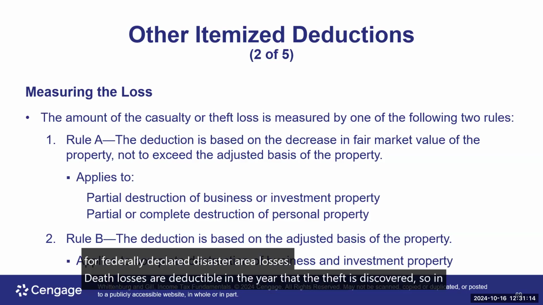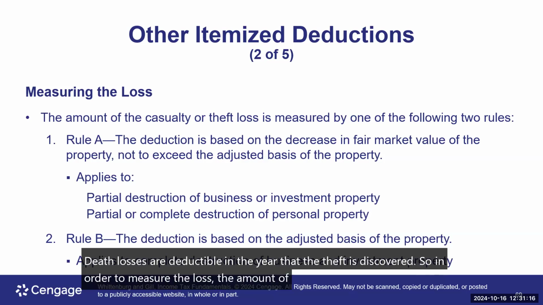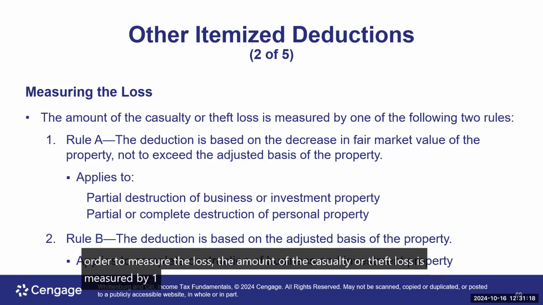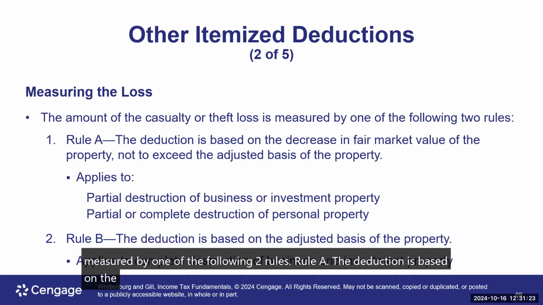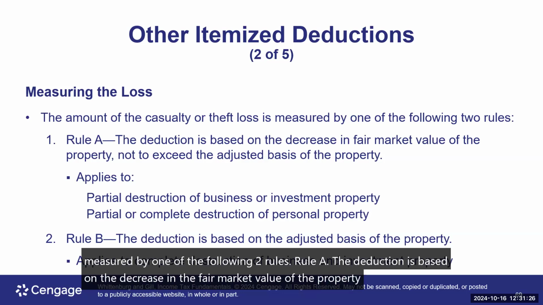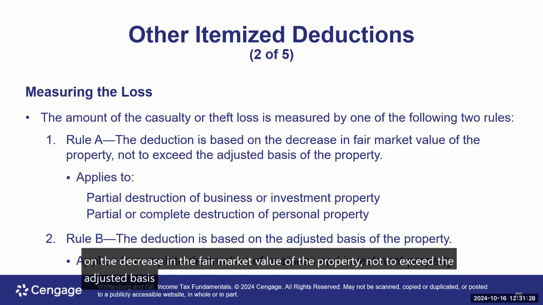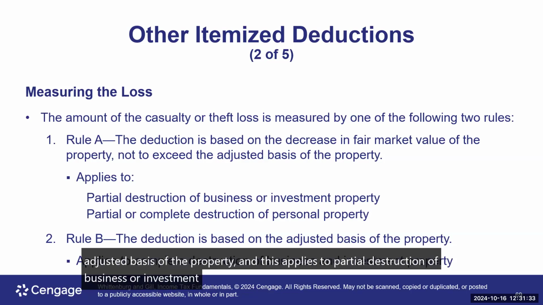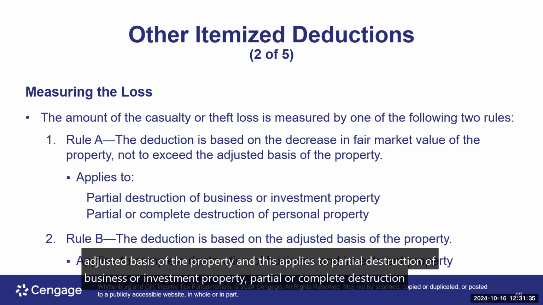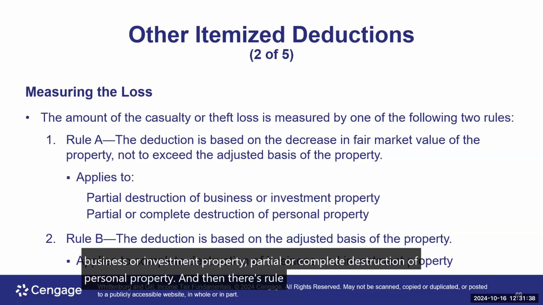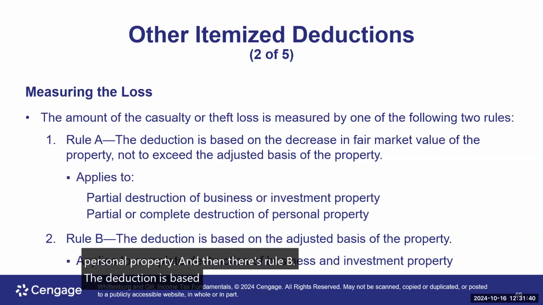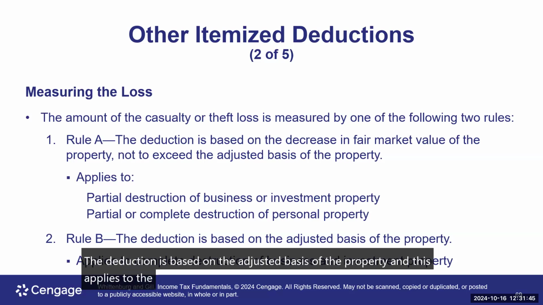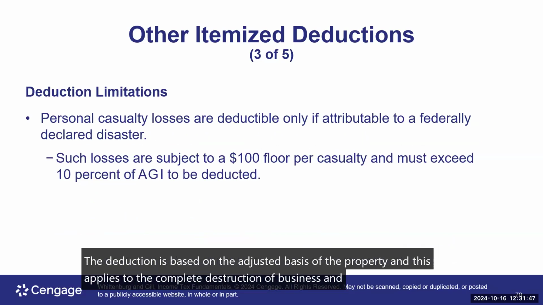In order to measure the loss, the amount of the casualty or theft loss is measured by one of the following two rules. Rule A: the deduction is based on the decrease in the fair market value of the property, not to exceed the adjusted basis of the property. This applies to partial destruction of business or investment property, and partial or complete destruction of personal property. And then there's Rule B: the deduction is based on the adjusted basis of the property. This applies to the complete destruction of business and investment property.